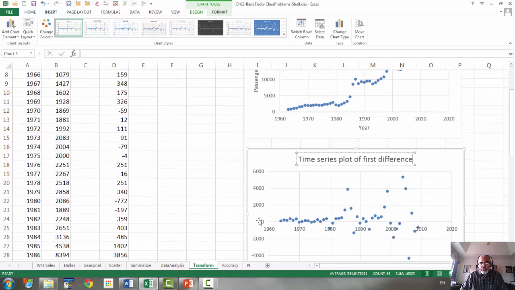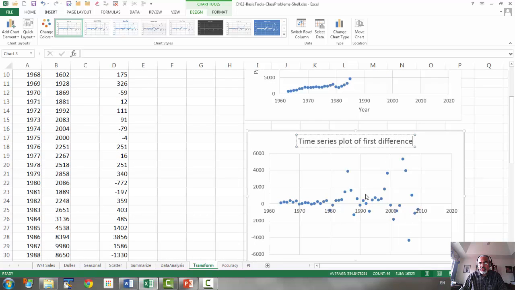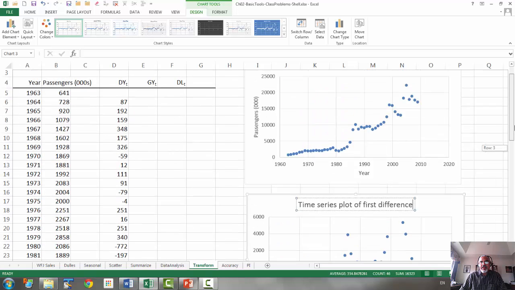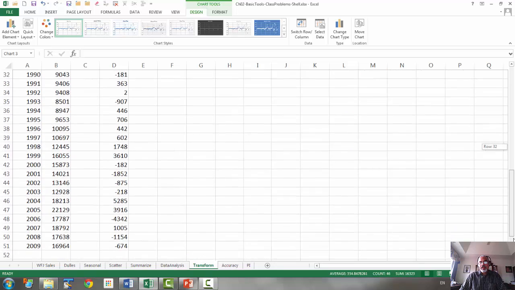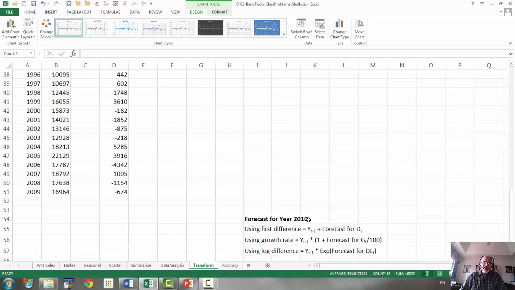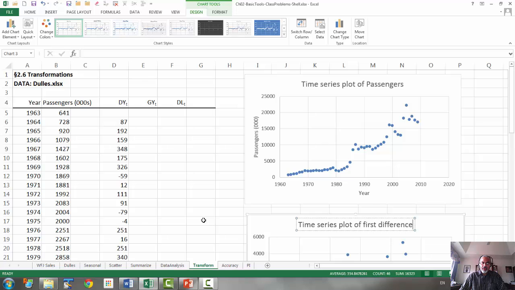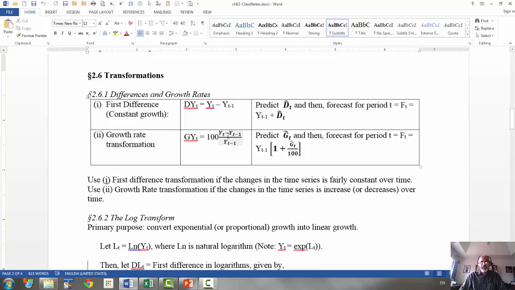As you can see, at least during the early years, the difference is about constant, and there is a lot of variation towards the end, but this difference has at least taken away the trend part. So now we can use this difference as a starting point for forecasting, and once you come up with a forecast for the difference, you add that to y sub t minus 1. That is, you take the actual value of 16,964 and add to that the forecast of our difference, and that will be the forecast for year 2010. So this is the first difference approach. The next one is the growth rate transformation, where we take the difference but express that difference as a percentage of the actual value from the previous time period. So let's go to Excel.